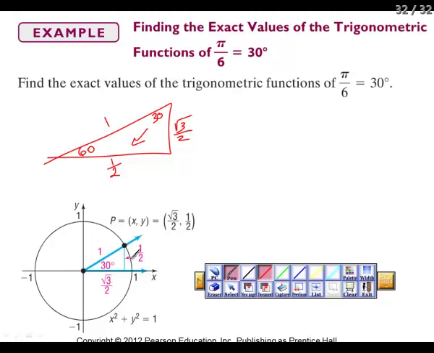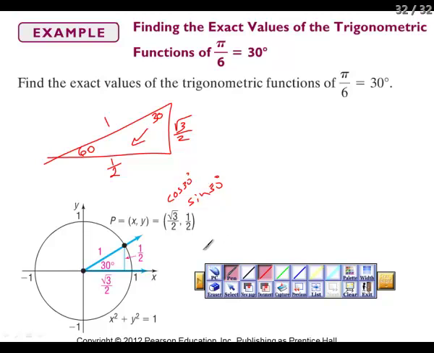So sine for 30 is opposite over hypotenuse. So that would be 1/2 over 1, and so that's 1/2. Okay, so there's sine of 30 degrees. And then cosine is adjacent over hypotenuse, so that would be square root of 3 over 2 over 1. And so that would be square root of 3 over 2 for cosine.